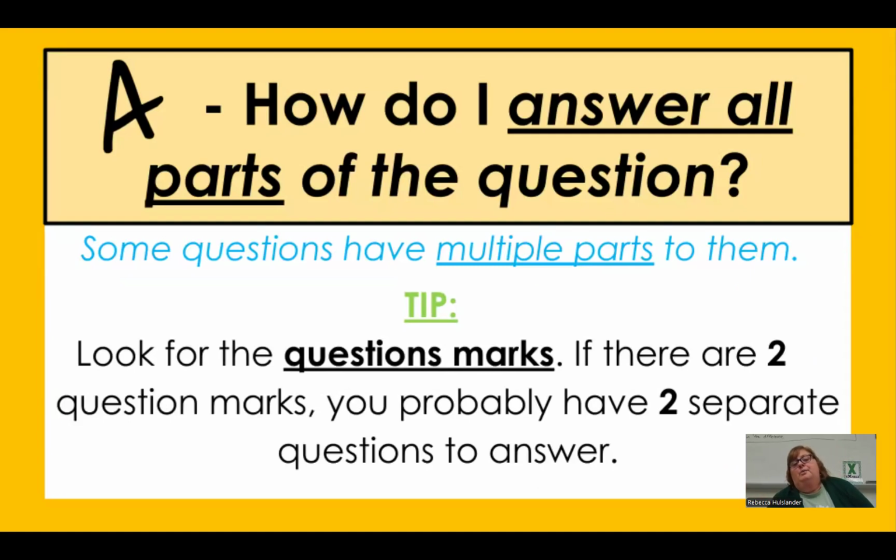How do I answer all parts of the question? Right now, in the papers we're practicing on, there's normally one question mark, one question. But as you're in geography, world history, science, ELA, you're going to find there's multiple question marks. And so if there's two question marks, there's probably two questions. So you're probably going to need to have two answers for the two questions.